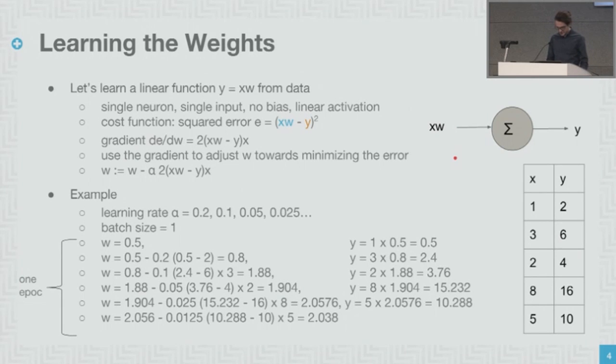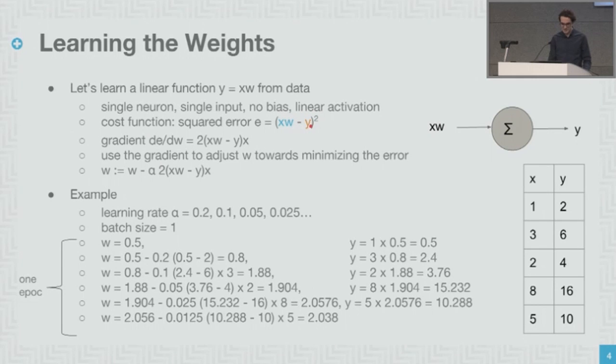First, we need to define a cost function, which we want to minimize. Here we define it as the squared error between the observed output and the output of the neuron, which is the input times the weight. Since we don't have an activation function, it's just a linear weighted average, and in this case we don't have multiple inputs, so it's just the multiplication of these two.